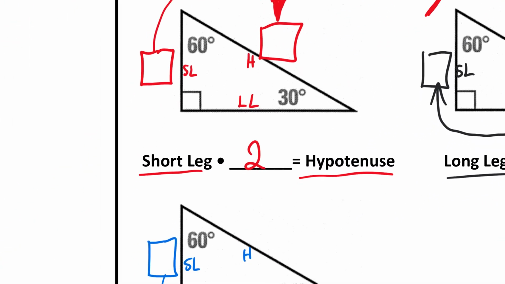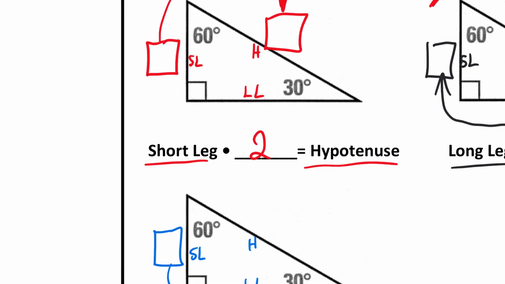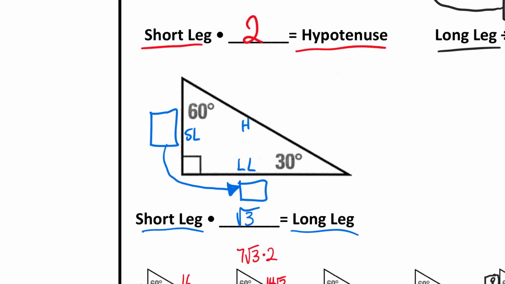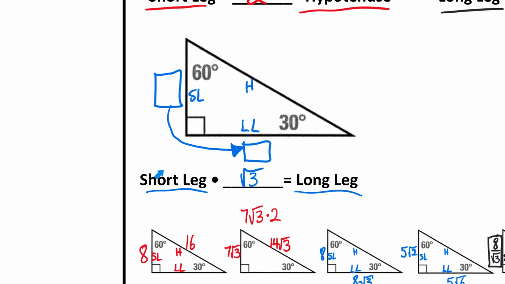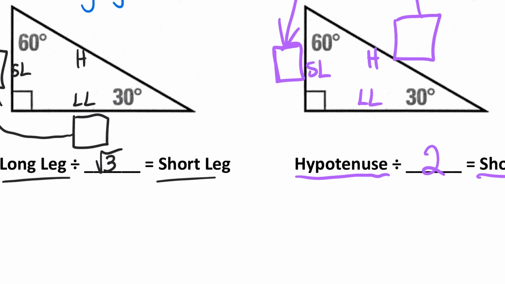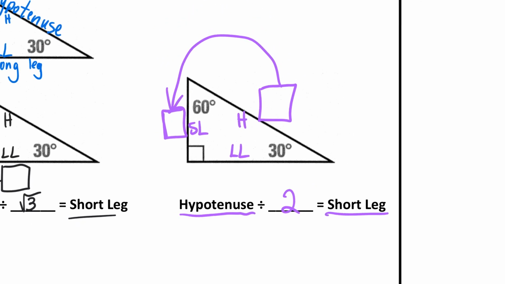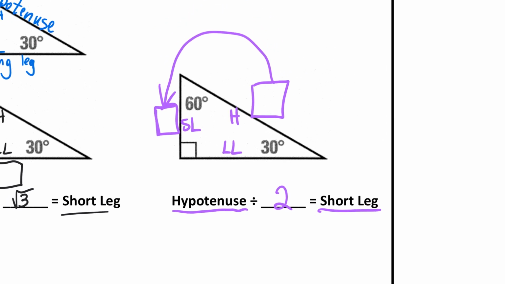So first of all, if I know the short leg, how do I get to the hypotenuse? I just multiply it times 2. So I'm going to take the short leg times 2 to tell me the hypotenuse. And if I'm going from the short leg to the long leg, what do I do? Multiply. Okay, if I want to go from the hypotenuse to the short leg, what do I do? Just divide it by 2. So if I take the hypotenuse divided by 2, that tells me the short leg.